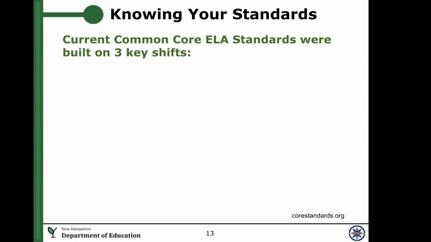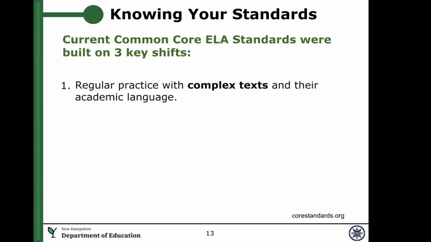For ELA, the Common Core has created college and career readiness standards, which creates an interdisciplinary literacy expectation for student success across grade levels. This was all based off 3 main shifts, or foundational pieces, that the developers of the Common Core found to be the previous weaknesses and that they really wanted to build up in their new set of standards. So the first one is regular practice with complex texts and academic language.